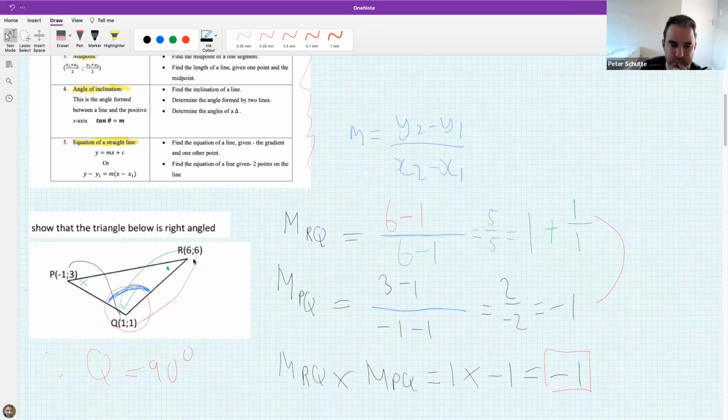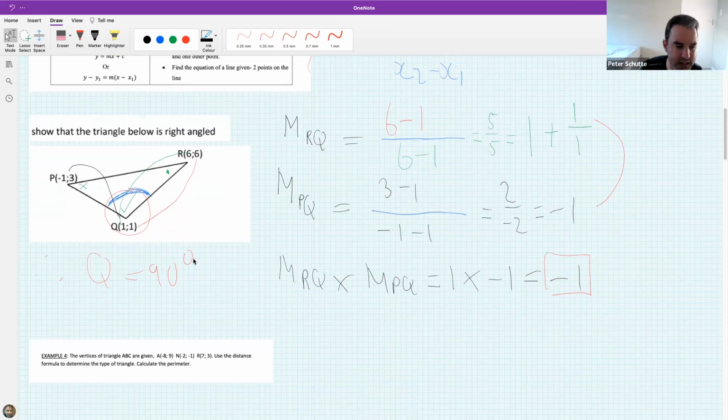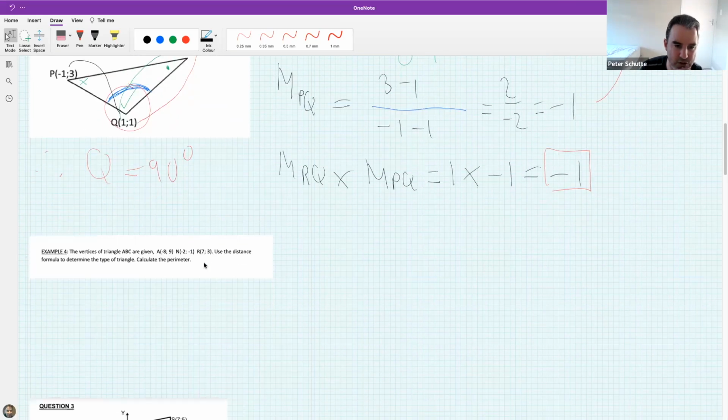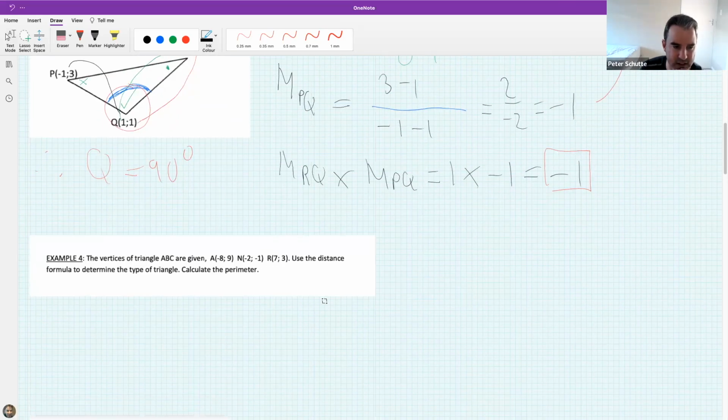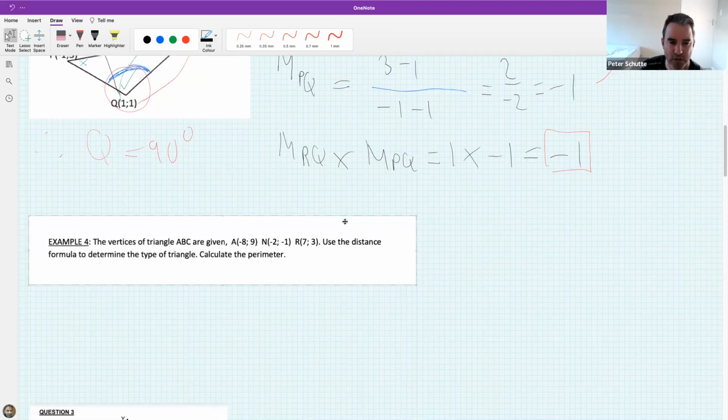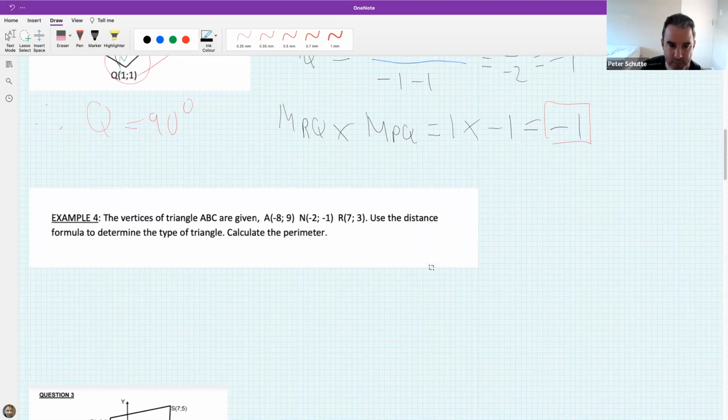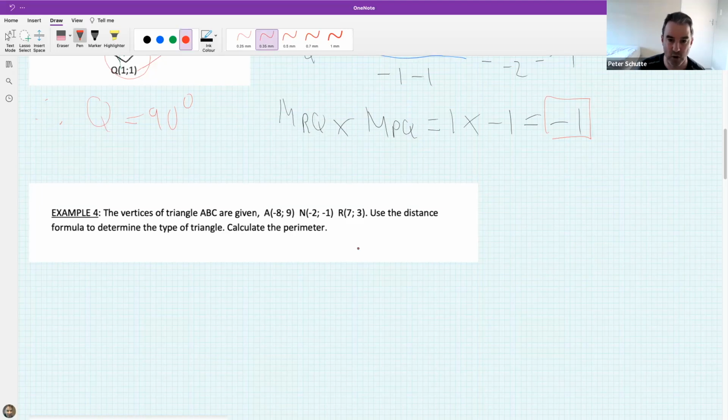Okay. Well, let's have another look at a different type of question. This question says, the vertices of a triangle ABC are given. So they don't even give us a drawing. They just give us these points. It actually tells us what tool to use. Use the distance formula to determine the type of triangle.